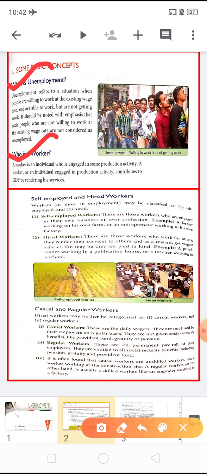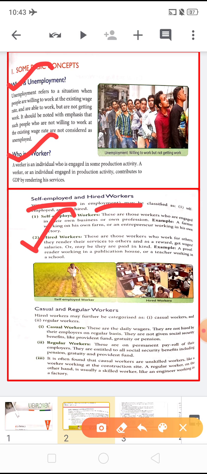Now we are going to learn the types of workers. Children, workers can be classified under two broad categories. The first is self-employed workers, and the next is hired workers. Self-employed workers are those who are engaged in their own business or profession. For example, a farmer working on his own farm, or an entrepreneur working in his own factory. They are called self-employed workers because they are not working under someone's considerations, but working for self considerations.